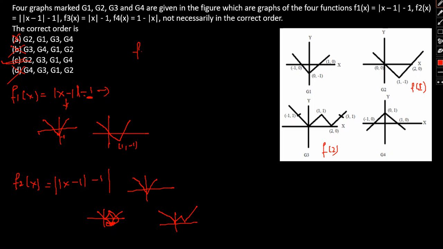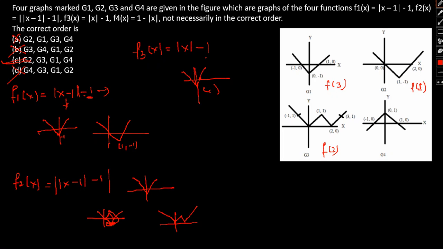Let's take a look at f3(x) equal to mod x minus 1. So the graph would simply be the modulus function of x, and minus 1. So it's a simple graph shifted by minus 1. So G1 will be f3. There's no confusion as far as this is concerned: one place here, and this particular graph goes through plus 1 and minus 1.